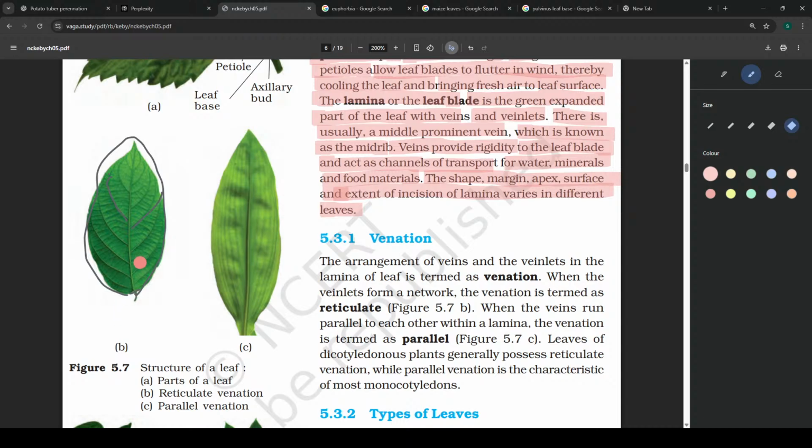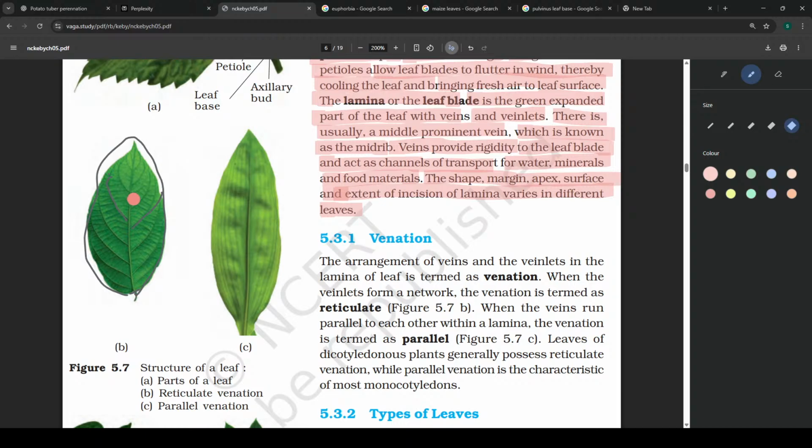What is the function of these veins and veinlets? They support the leaf, they provide rigidity to the structure of the lamina, and they act as an endoskeleton. For photosynthesis there is also a need for resources, that is, water. For example, this water is provided by the veinlets, which transport the water and minerals.